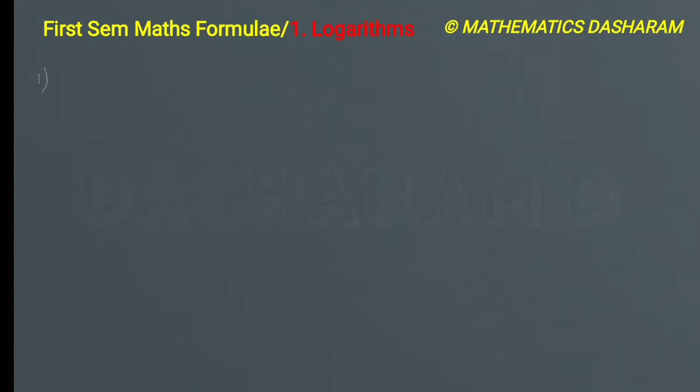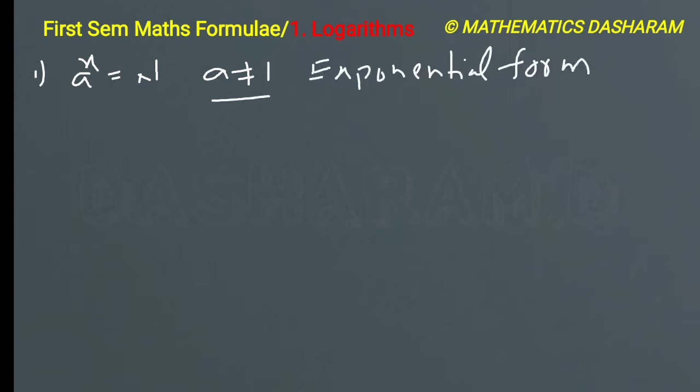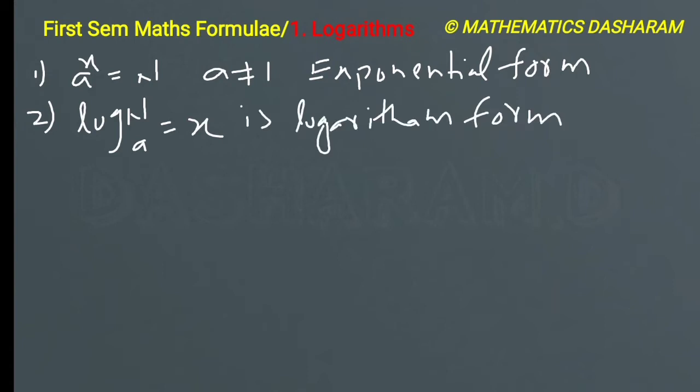The first formula is a to the power of x equals capital N, where a is not equal to 1. It is called the exponential form. A very important property: a is not equal to 1, that means the base should not be 1 in the exponential form. Then its logarithm form is log N base a equals x. In the exponential form the base is a and in the logarithm form the base is a. So the base is common in both, just these two will be interchanged.